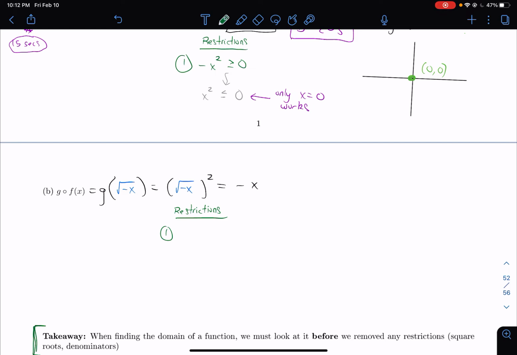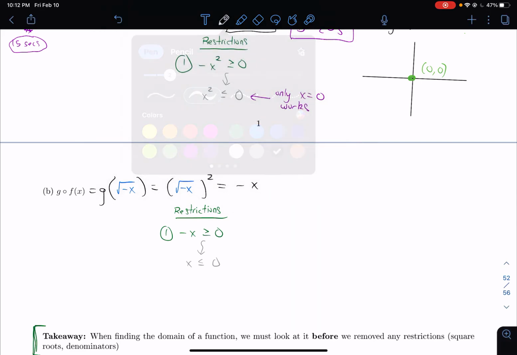And, well, there's one restriction. There's a square root. So what's inside of it, negative x, has got to be greater than or equal to 0. So just like with the last problem, I can first divide both sides by negative 1. And that'll give me x. Flip the inequality, less than or equal to 0. And now, well, I got this inequality solved. I have x is less than or equal to 0.